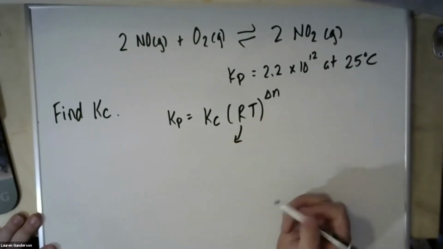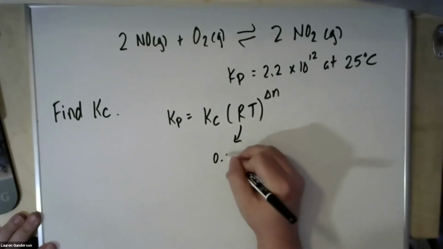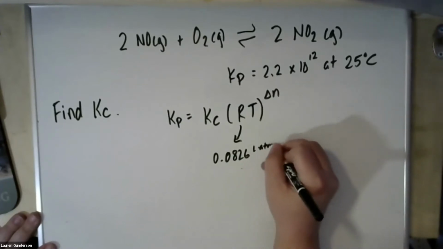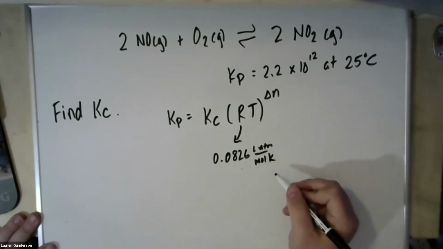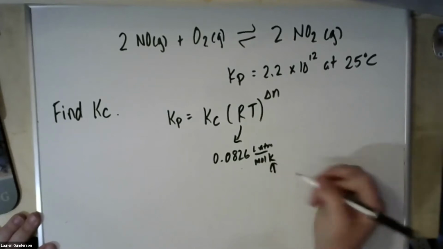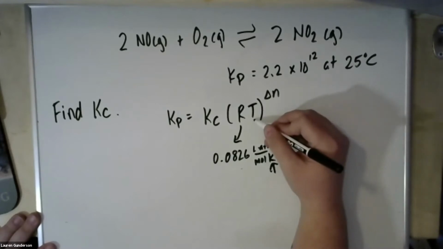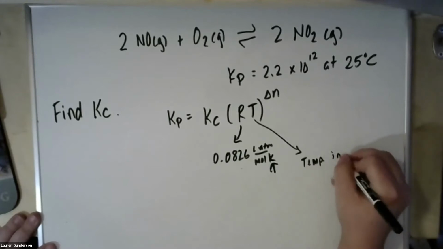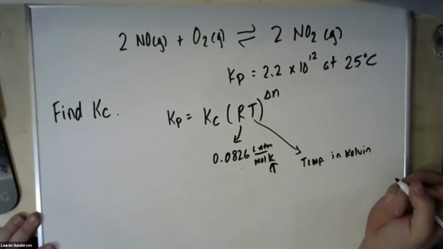This R value here is back to your gas law, your ideal gas law constant. That's what we're looking at here: 0.0826. I'm writing out these units because I want you to see moles over Kelvin, that temperature there. That means that this temperature value has to be in Kelvin. It can't be temperature in Celsius, it can't be temperature in Fahrenheit.